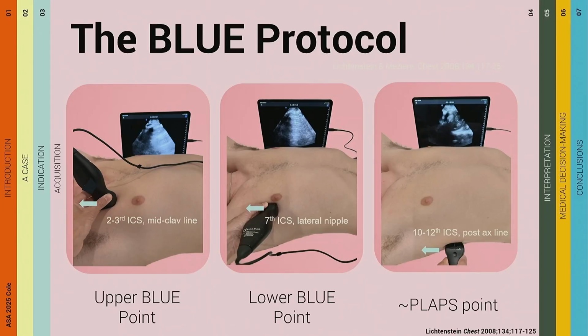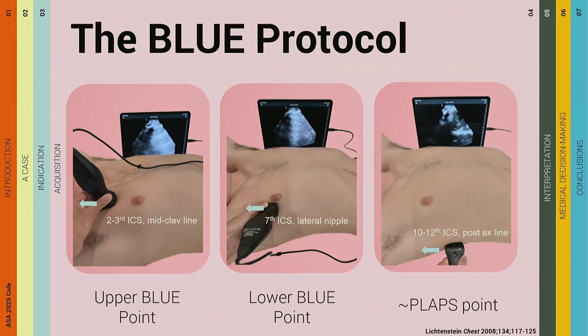There are 2 anterior locations, the upper and the lower blue points. For the upper blue point, he recommends a microconvex probe. I just use an abdominal probe, curvilinear probe with abdominal settings. Always put your probe in the longitudinal axis with the orientation marker pointing to the head. That'll give you an image on the screen with the head on the left side and the feet on the right side of your screen.